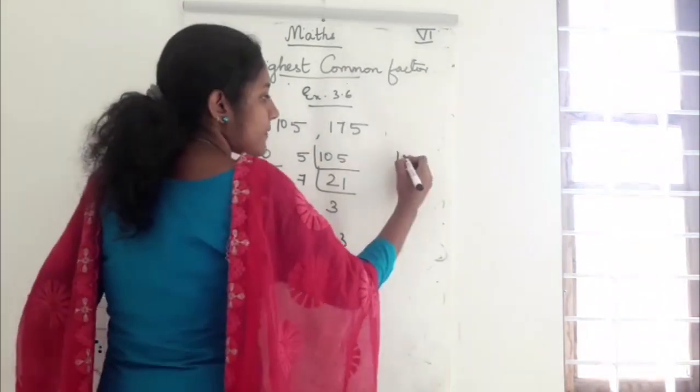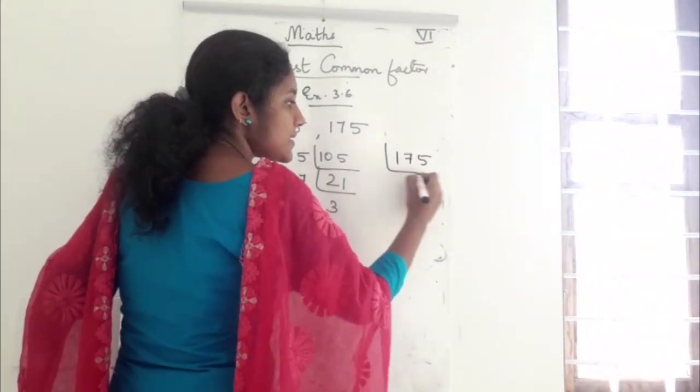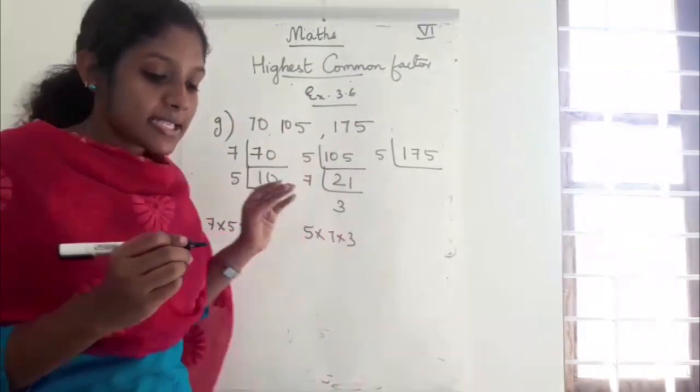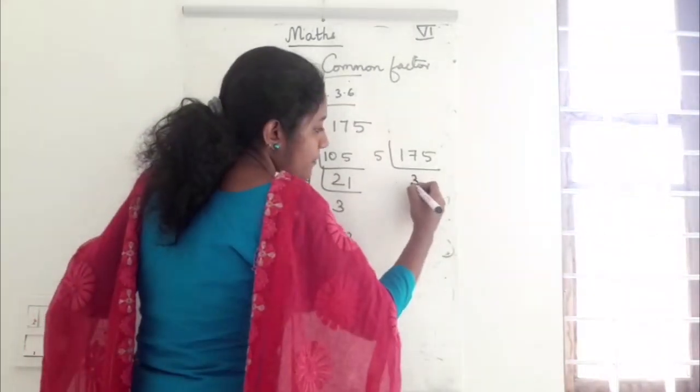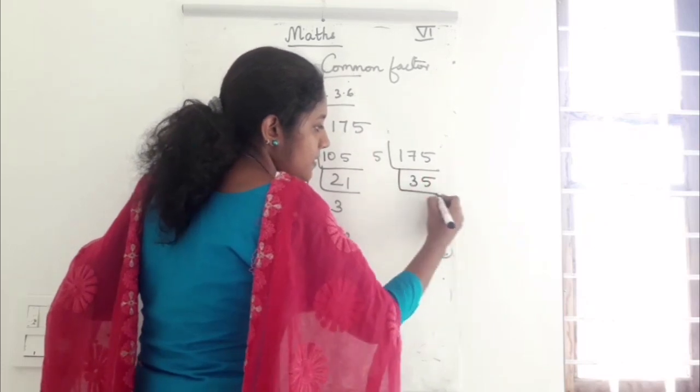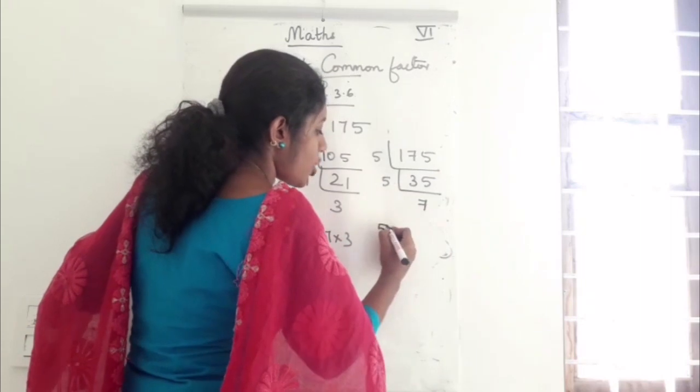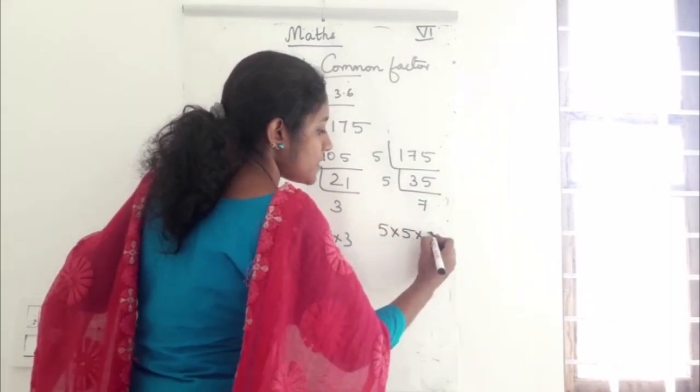Next one is 175. 175 is divisible by 5. I have already done it in the prime factorization tree. That is 35. 35 into 5 is 175. 35 is also divisible again by 5. 7 fives are 35. Now you can stop and the factors are 5 into 5 into 7.